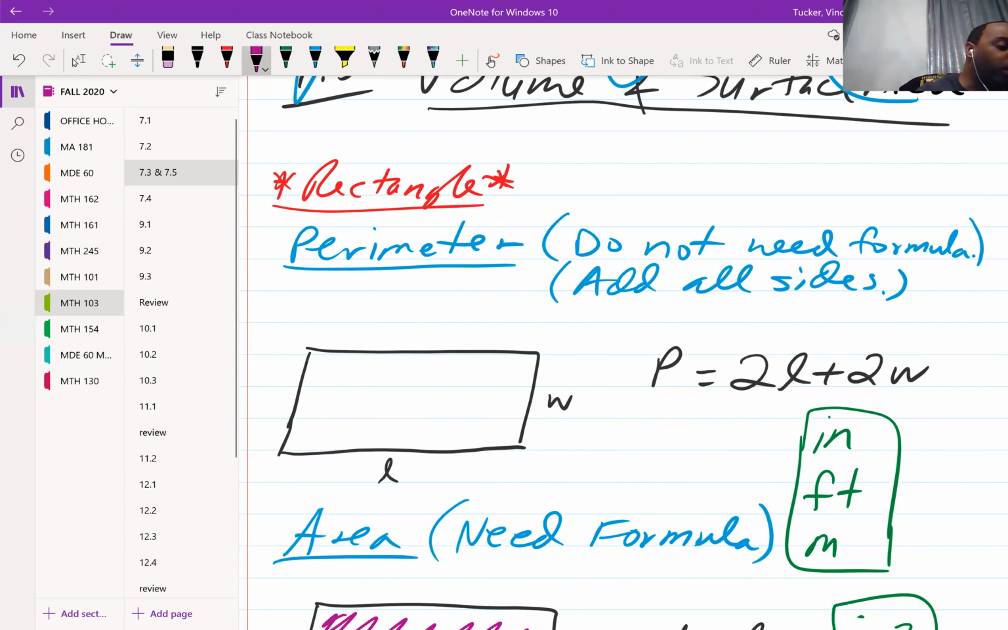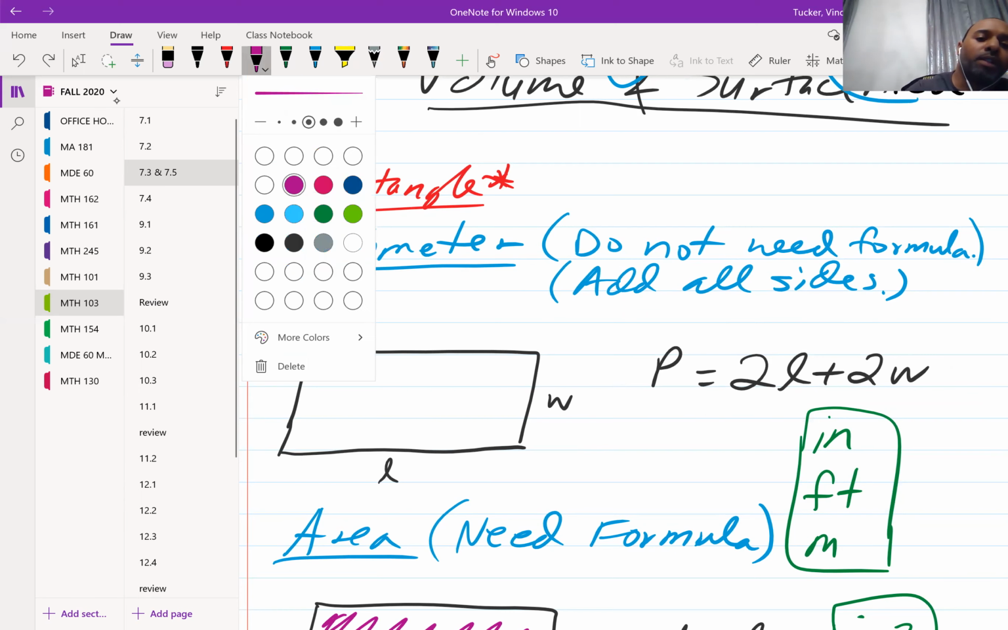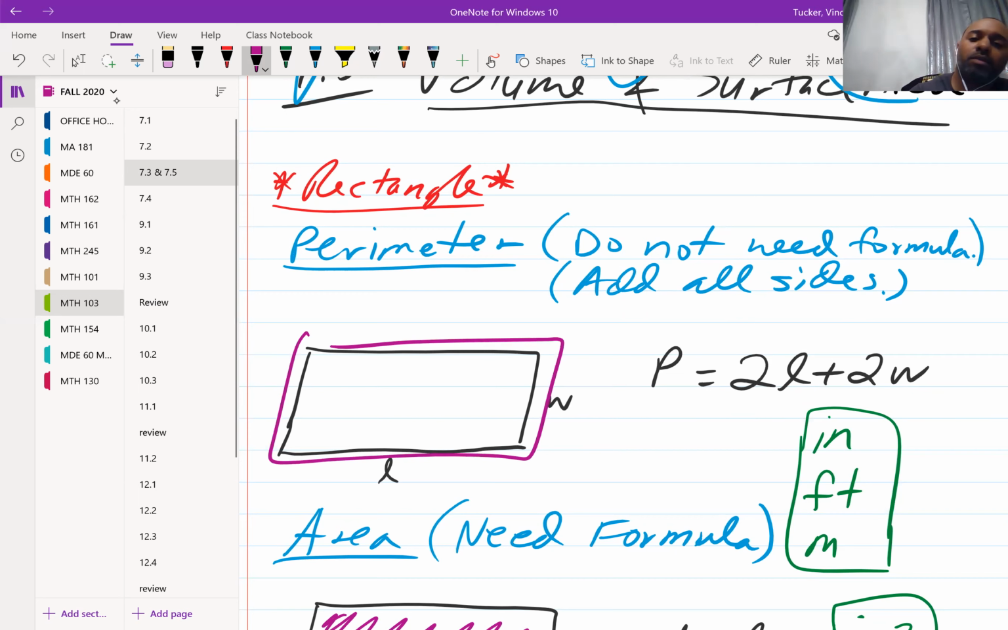All you do is add up all your sides. Now, there are formulas for certain shapes, like the formula for the perimeter of a rectangle is P equals 2L plus 2W, but you don't need it. All you have to do is add up all your sides. Okay? So if you ever have a shape and you want to find the perimeter, just add up your sides. Okay. So once again, that's the outside.